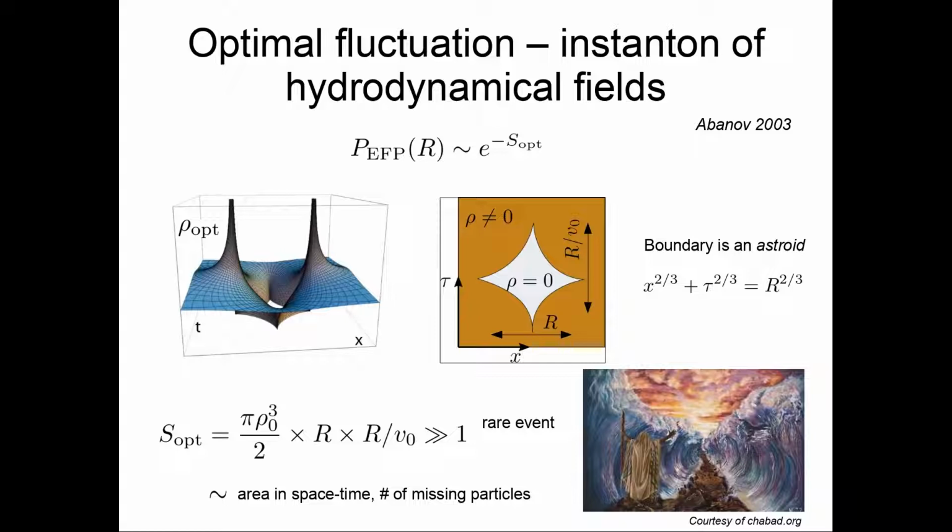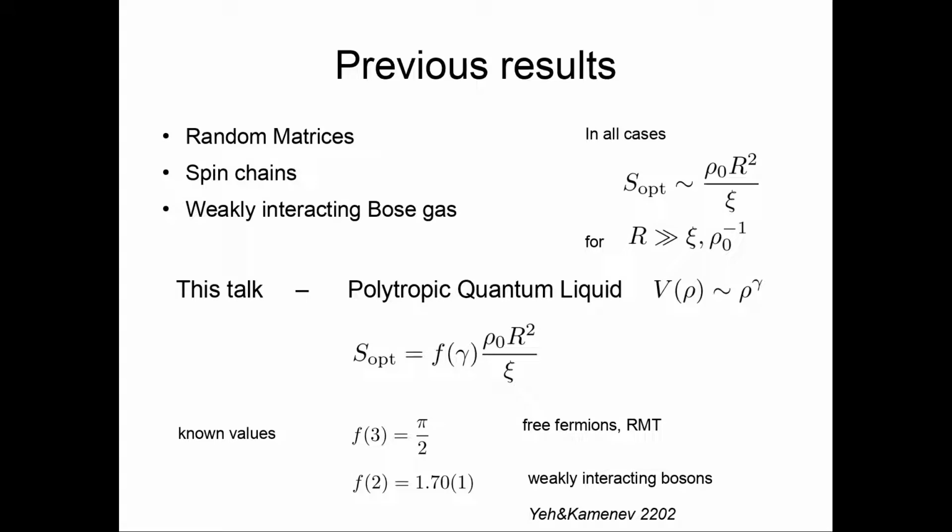If it's not clear, this is Moses and this is the Red Sea parting, and the Jews going, and the fermions represent the Red Sea. Right. So this typical behavior is what one expects in any decent compressible fluid, and there are some previous results which fall into this category: random matrices, spin chains, and even weakly interacting Bose gas.